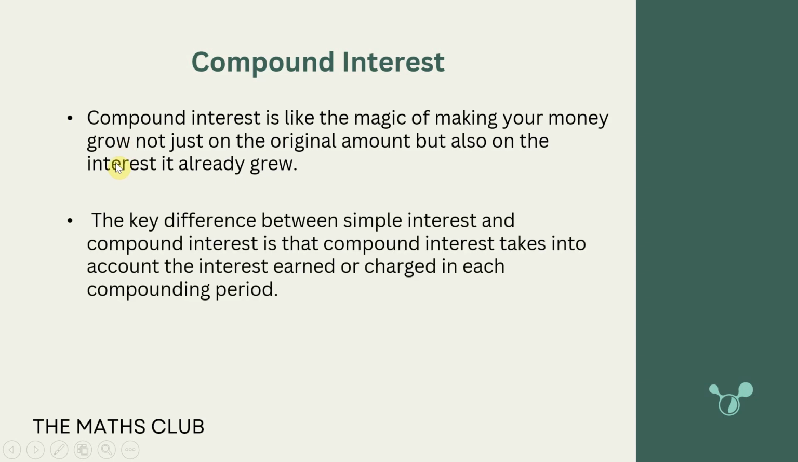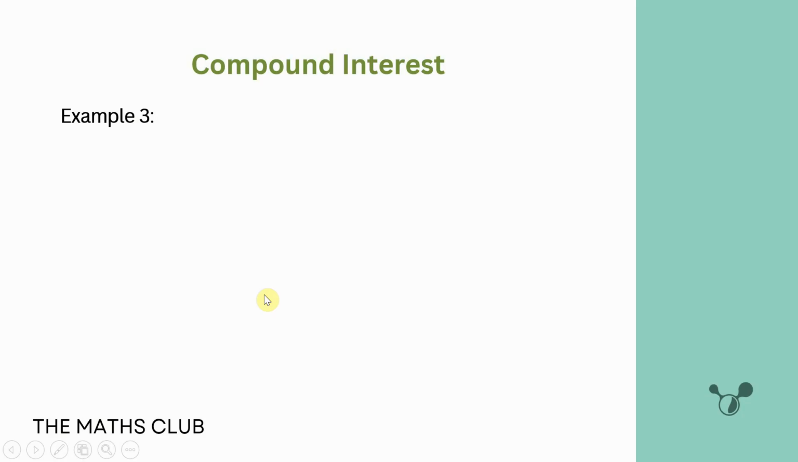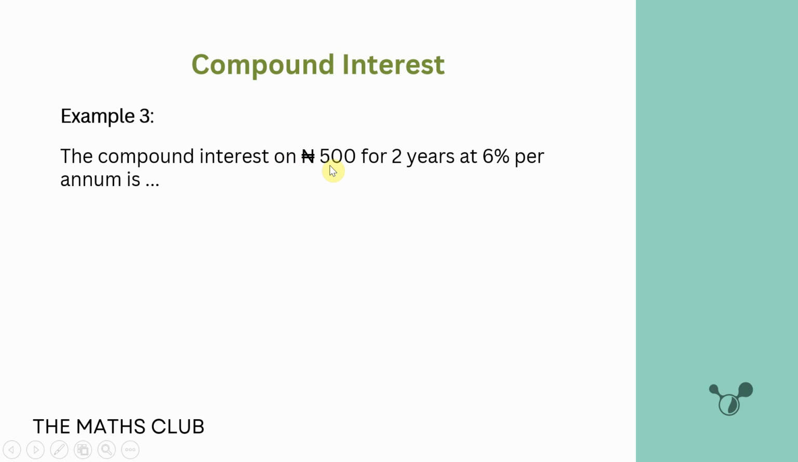Let's go forward. So it says the key difference between simple interest and compound interest is that compound interest takes into account the interest earned or charged in each compounding period. Let's look at this example to buttress what we've been saying. The compound interest on 500 for 2 years at 6% per annum is, let's solve that together.